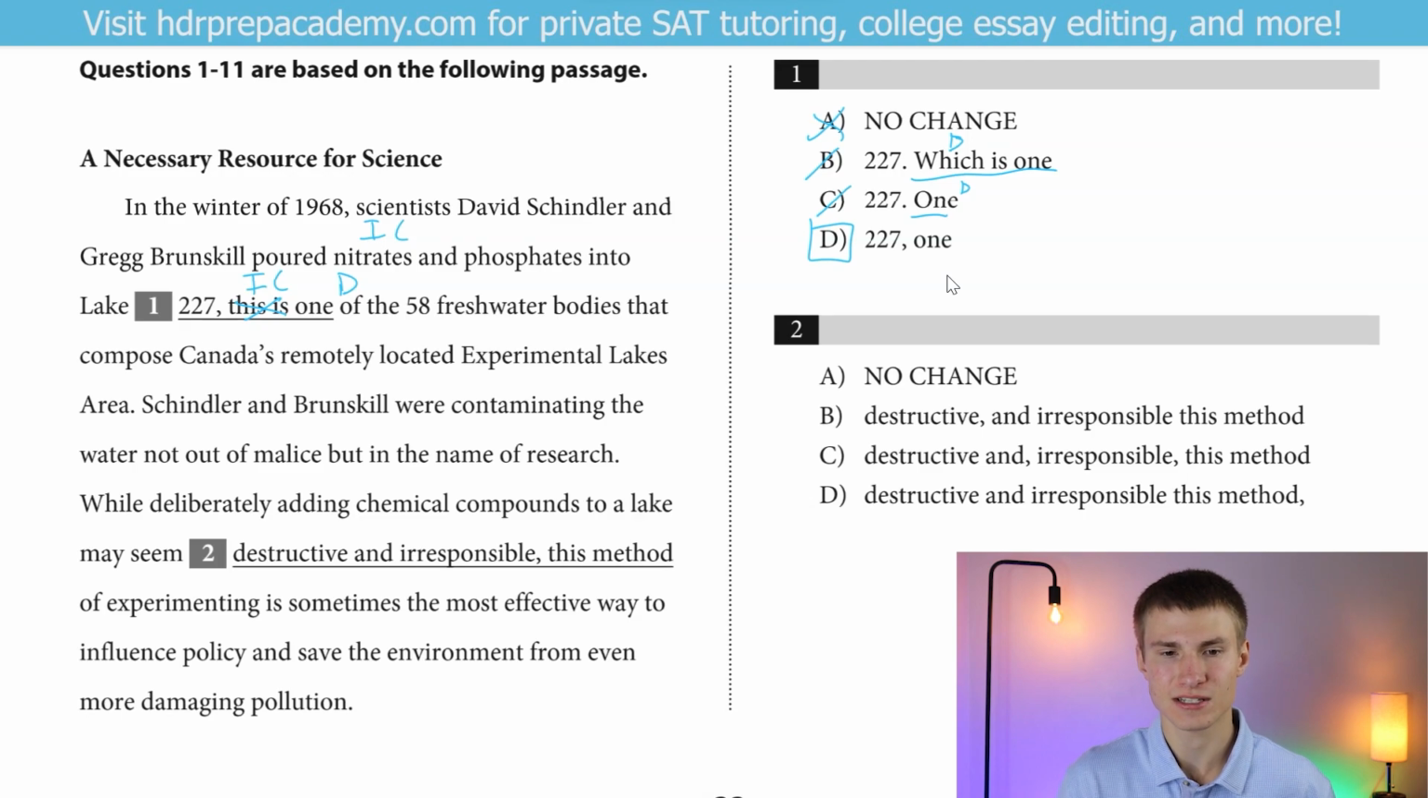What we do is we take out this is, we keep that comma after 227, and then we have the appositive that's describing Lake 227 as one of the 58 freshwater bodies that compose Canada's remotely located experimental lakes area. All right, moving on.